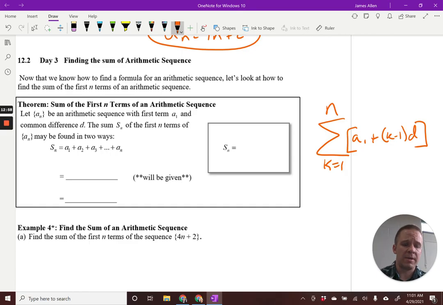So I'm going to pop my formula in that summation. You can plug that into your calculator if you'd like. You can list them all out and add them. That seems like a lot of work. There is also a formula for this, okay?